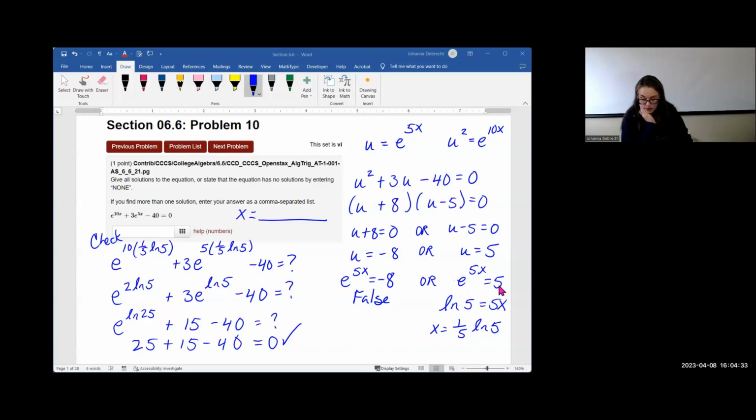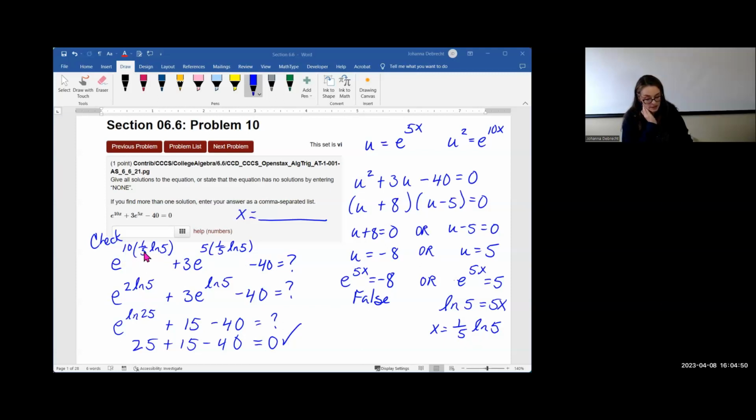The other one, when I put it in, I can put it into natural log form to get the natural log of 5 equals 5x, and then I can multiply both sides by 1/5. I can check this in my equation over here.